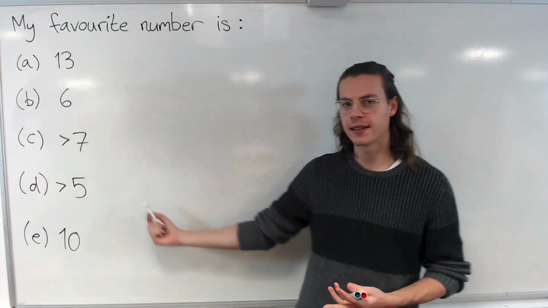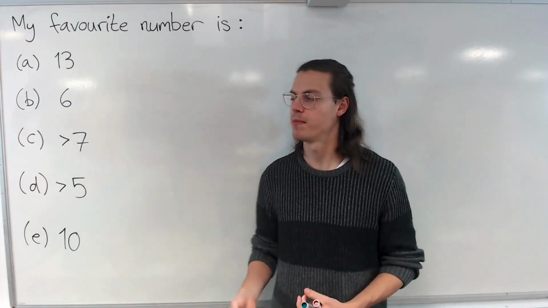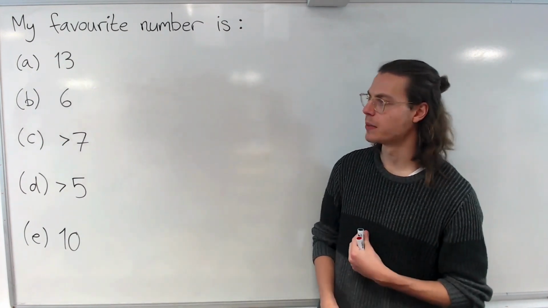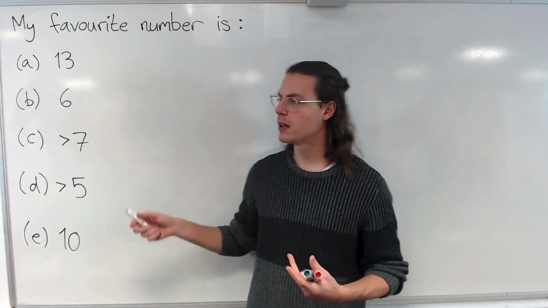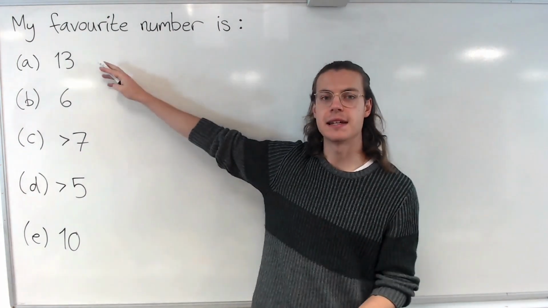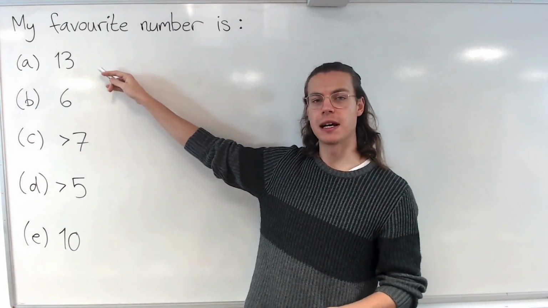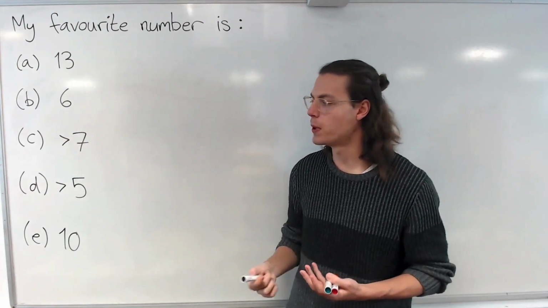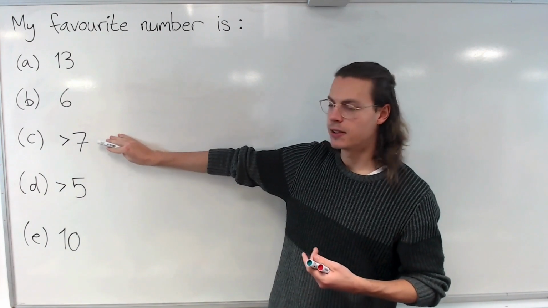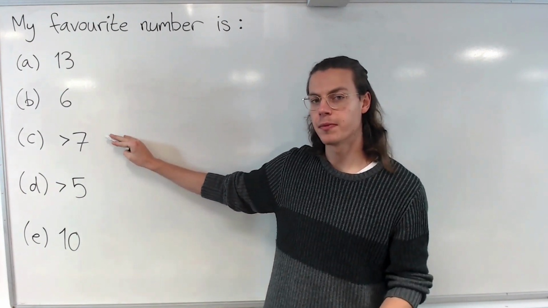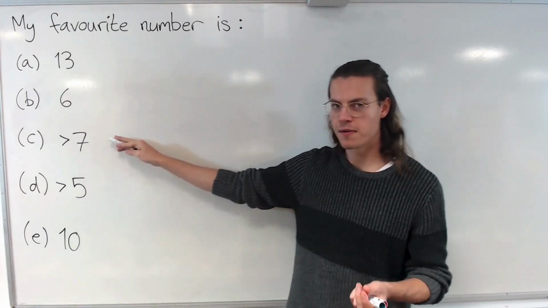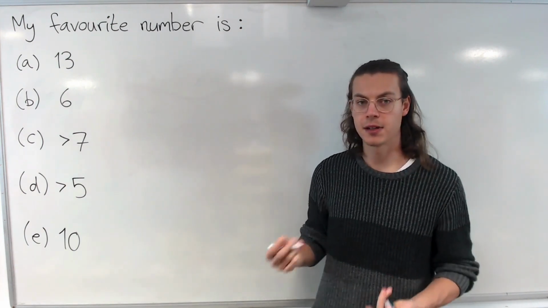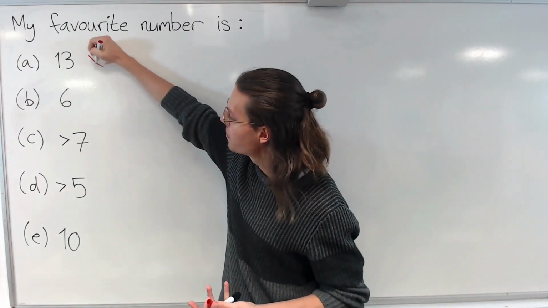Exactly one of these things is true of my favorite number. Just based on that fact, can we determine what my favorite number is? Let's suppose that statement A is true, that my favorite number is 13. Well, in that case, my favorite number would certainly be greater than 7. So statement C would also be true. Since exactly one of the statements is true, this cannot be the case. So my favorite number is not 13.